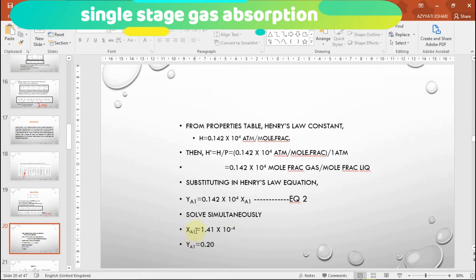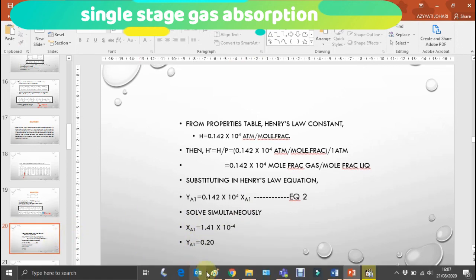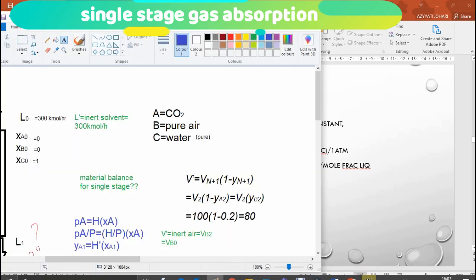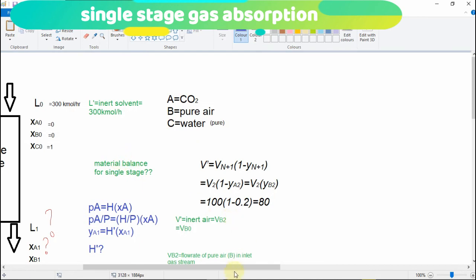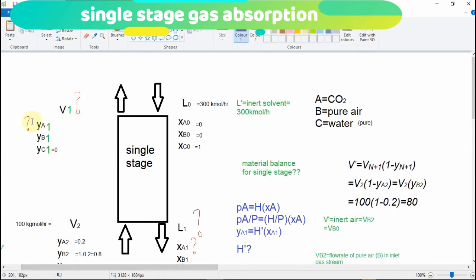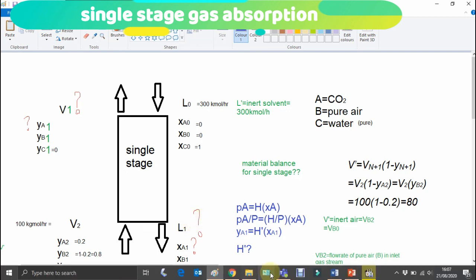So this is the answer, and you can try this at home. And then don't stop at this point only, because by right we already have the values for yA1 and xA1, but the question also asks you to find the values for V1 and L1. So how do we get the values for V1 and L1?